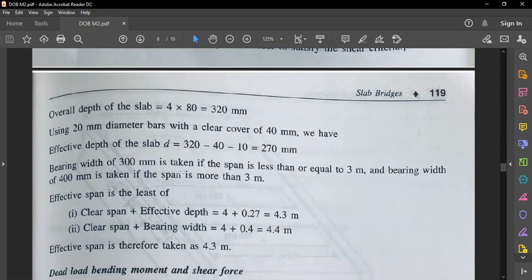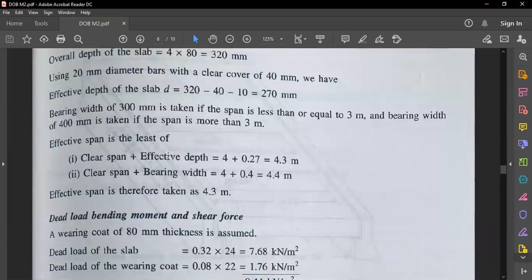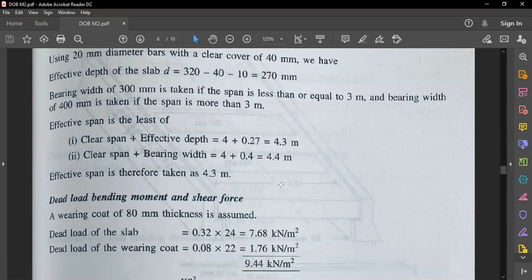Bearing width is 300 mm if the span is less than or equal to 3 meter, the bearing being the support on either side of your deck slab. Bearing width of 400 mm is taken if the span is more than 3 meters. So here the span is 4 meters, that is more than 3 meters. Effective span will be clear span plus effective depth, 4 plus 0.27, that is 4.27, about 4.3. Clear span plus bearing width is 4 plus 0.4, total 4.4. Effective span is therefore taken as 4.3, whichever is less.